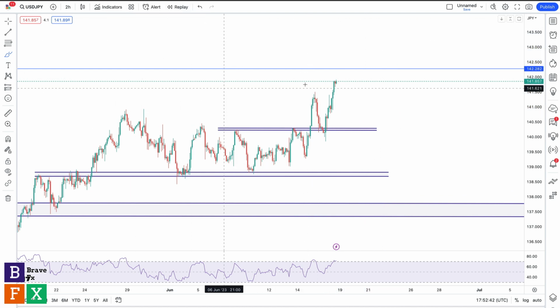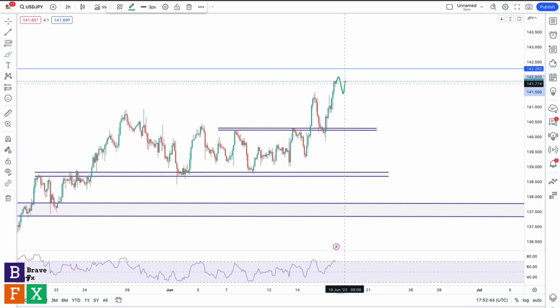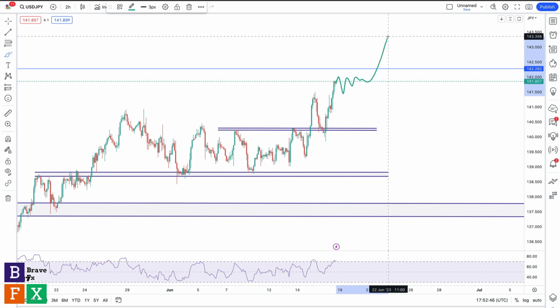Alternatively, if we don't get that, you could watch out for something like this, a consolidation like this, right? And then a bullish breakout, because this consolidation is going to create something like a resistance level for us to go long. So this is what I'll be watching out for on USD-JPY to go long.